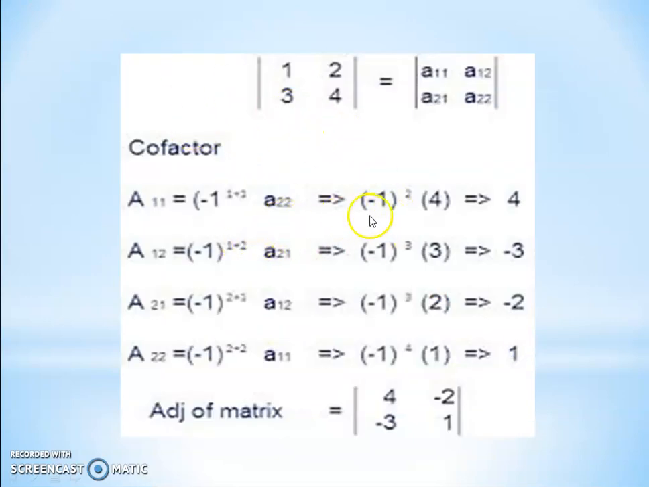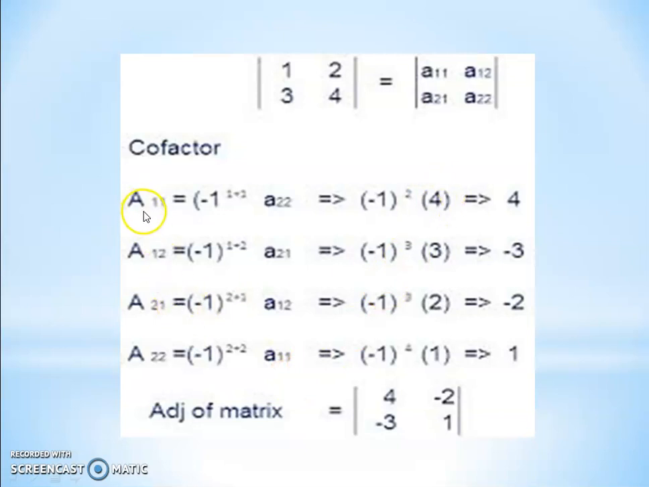The cofactor method is also applicable to solving this. It is the same trick. I derive the same steps and we derive the shortcut method. 1, 2, 3, 4 is the A11, A12, A21, A22. So A11 is equal to -1 raised to 1 plus 1, that is first row, first column, A22. So we have to take the 4.